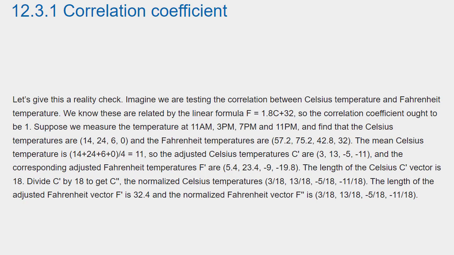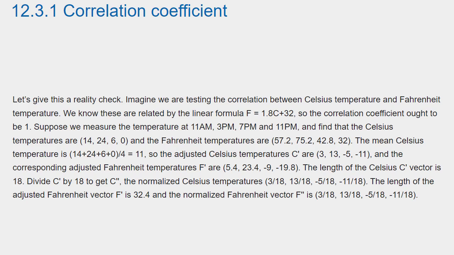Imagine we are testing the correlation between Celsius temperature and Fahrenheit temperature. We know these are related by the linear formula F equals 1.8 C plus 32, so the correlation coefficient ought to be 1. Suppose we measure the temperature at 11 a.m., 3 p.m., 7 p.m. and 11 p.m. and find that the Celsius temperatures are 14, 24, 6, 0, and the Fahrenheit temperatures are 57.2, 75.2, 42.8, 32. The mean Celsius temperature is 14 plus 24 plus 6 plus 0 over 4, which equals 11.